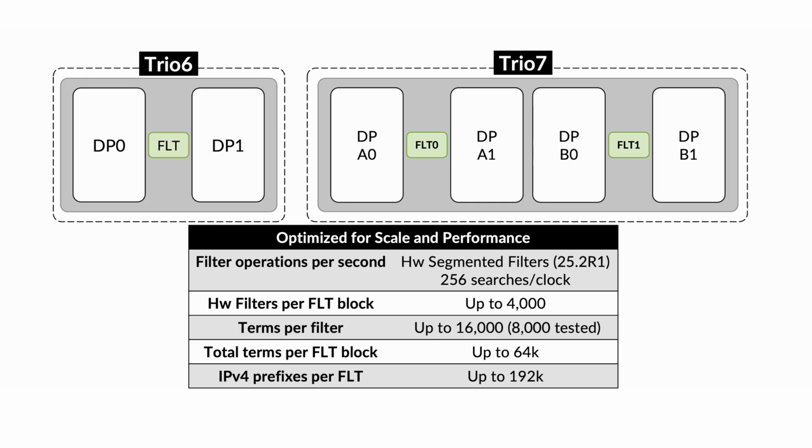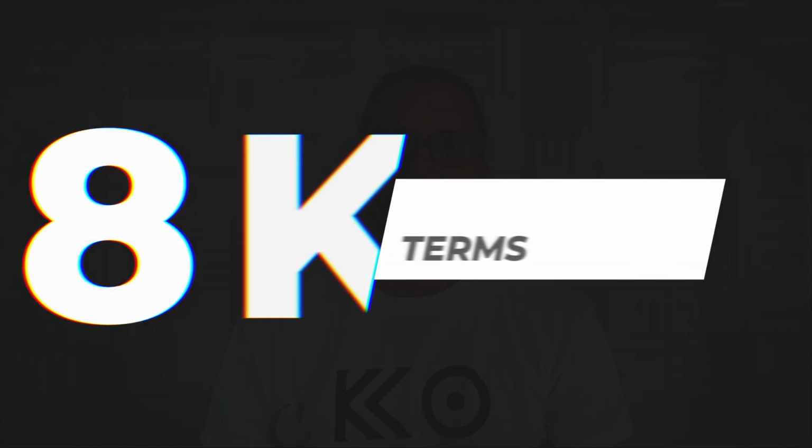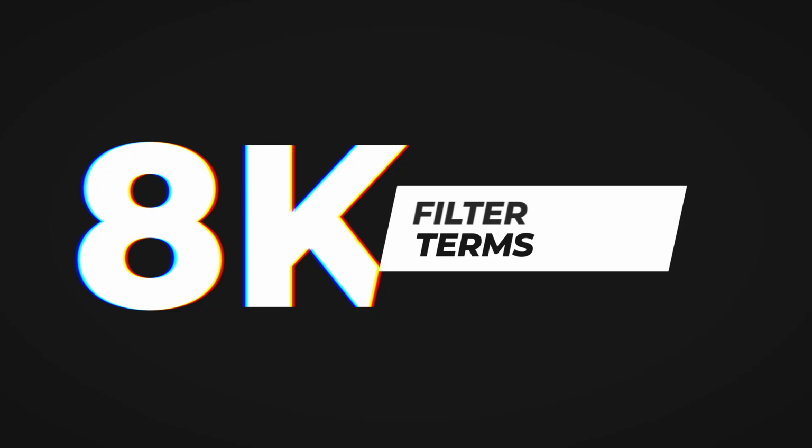In this case, a first lookup based on the 5-tuple is accelerated by the FLT, and then, during a second pass, only the matching terms are further processed by the ASIC if additional criteria need to be evaluated. It's worth mentioning that the upcoming Trio 7 will include 2 FLT blocks, further enhancing performance. Additionally, a recent software upgrade now supports filters with up to 8K terms.